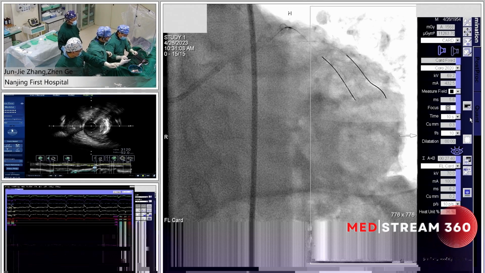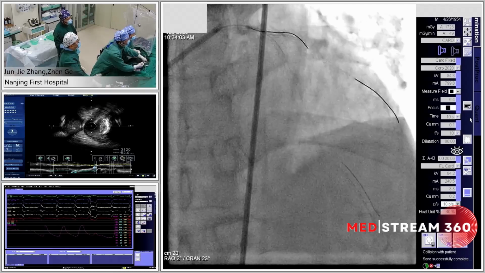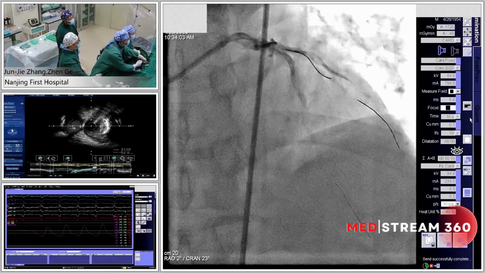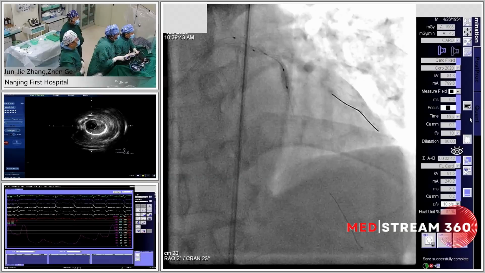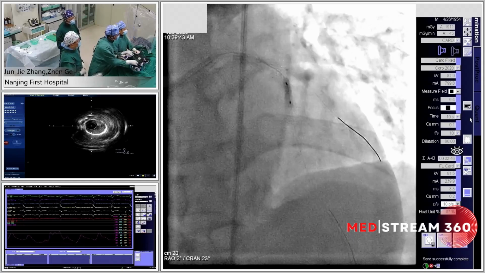We will use a third wire. Is there a dissection? I think no, because you see the wire is separated. Okay, good. If there's still resistance, I think we should check the IVUS to see what happened.